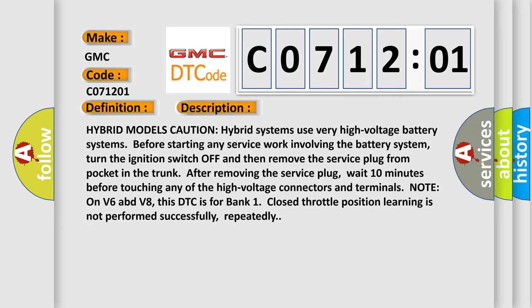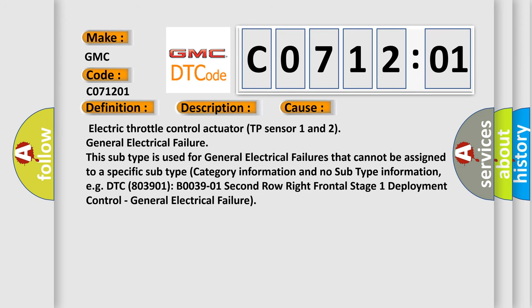Closed throttle position learning is not performed successfully, repeatedly. This diagnostic error occurs most often in these cases: electric throttle control actuator TP sensor 1 and 2 general electrical failure. This subtype is used for general electrical failures that cannot be assigned to a specific subtype category information and no subtype information, e.g. DTC B00390-1, second row right frontal stage 1 deployment control, general electrical failure.